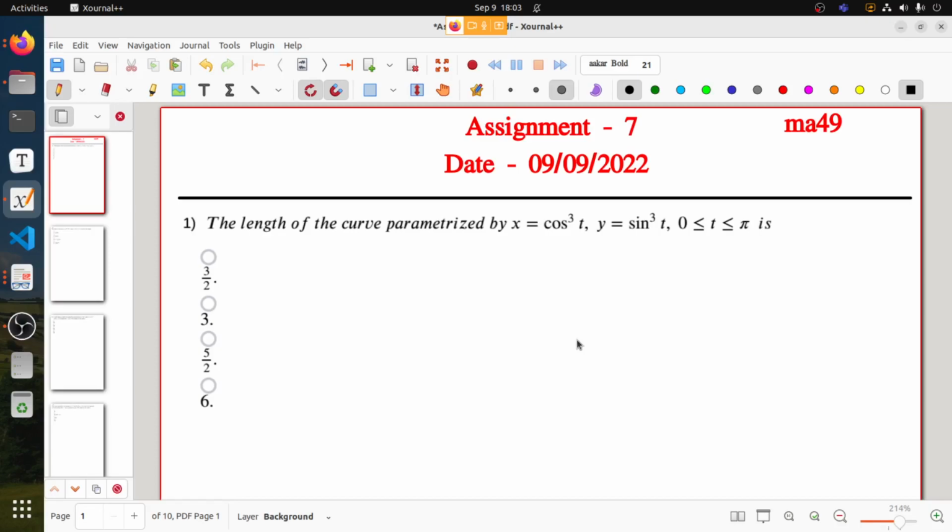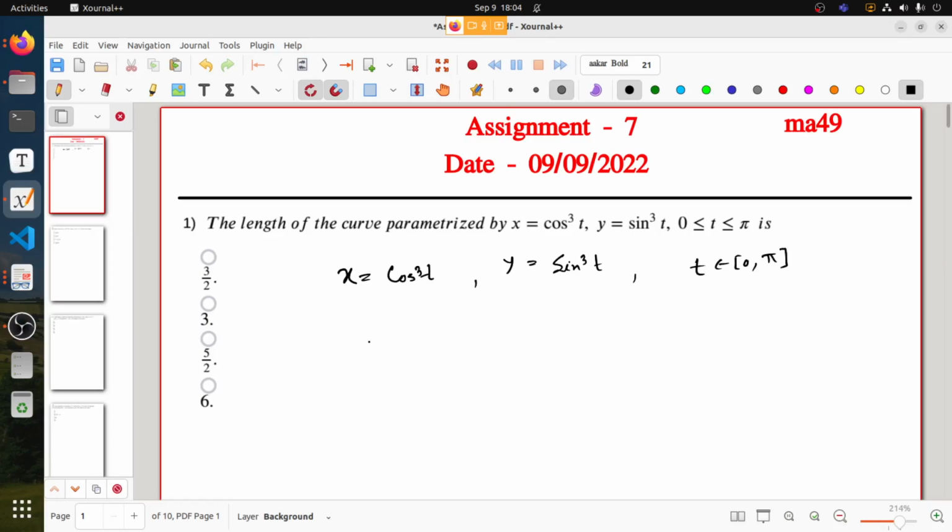So let's start. Today I will discuss assignment 7 from the previous run of this course, MA 49. Let's start with the first question. It's given that the curve is parameterized by x equals cos cube t and y equals sin cube t, where t lies in 0 to pi. These are called parameterized curves.